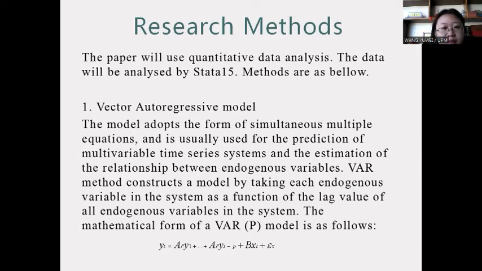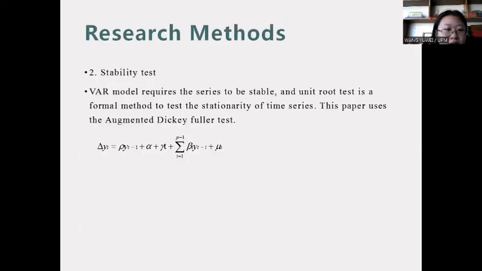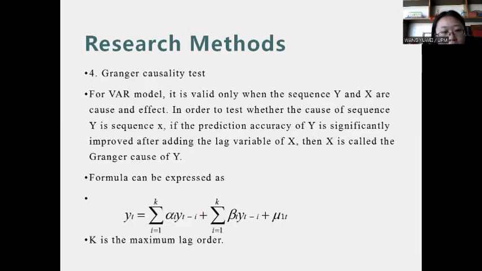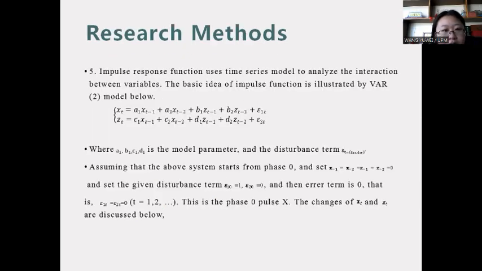The first method is the vector autoregression model, and the second, I will use the augmented Dickey-Fuller test for the stability test. Third, I will use the Johansen test for the cointegration test. Fourth, I will use the Granger causality test. And last is impulse response functions.